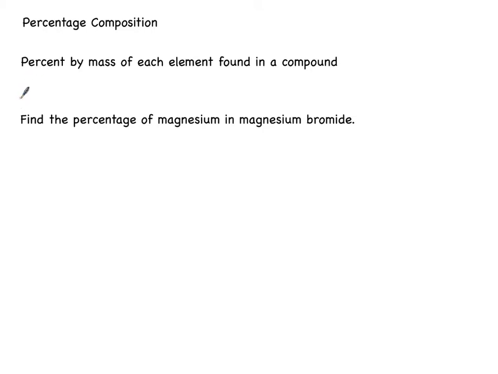So in our example, we're asked to find the percentage of magnesium in magnesium bromide. So in order to do that, we need to know what is the formula for magnesium bromide. And if we look at our periodic table, magnesium is in group 2, which is going to have a positive 2 charge because it's going to lose those 2 electrons in its outer valence shell. And bromide, being in group 7, is going to gain 1 electron to form its octet.